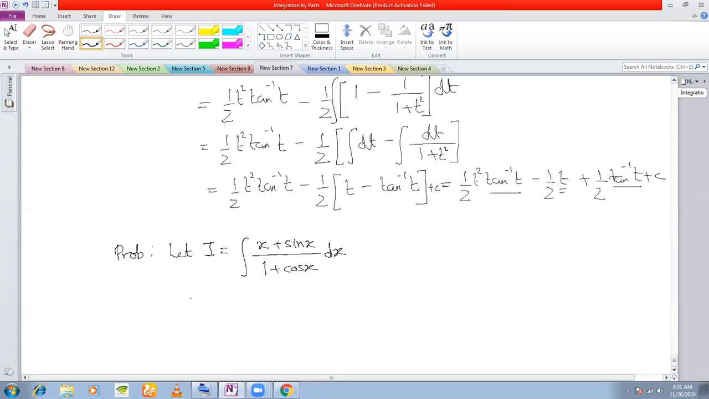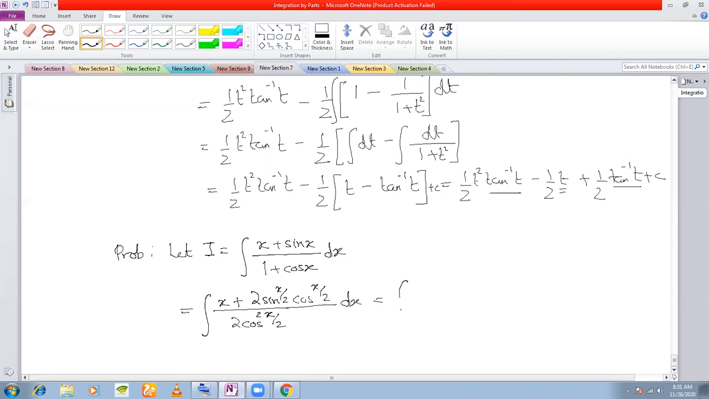Now see, in this problem, first of all, we need to simplify this a little. You know that 1 plus cos x is by multiple angle formula, you know that 1 plus cos x is what? 2 cos square x by 2, right? You know this? And sine x can be broken up as 2 sine x by 2 cos x by 2 dx, right?